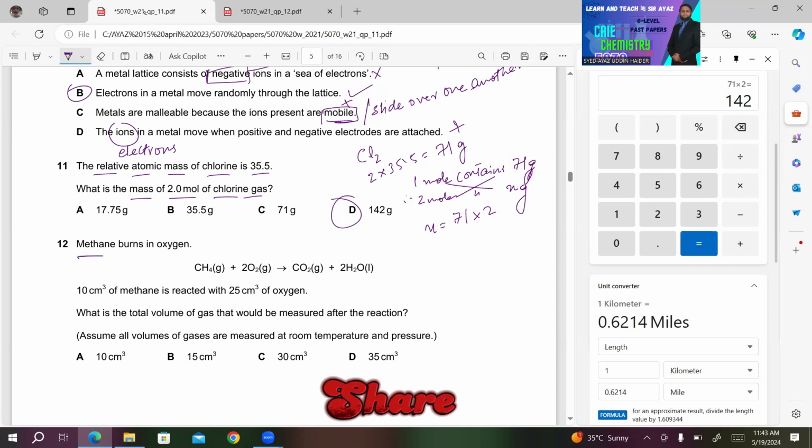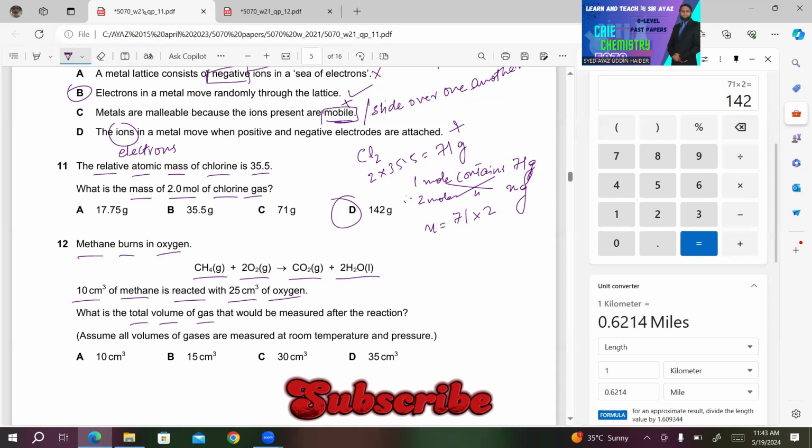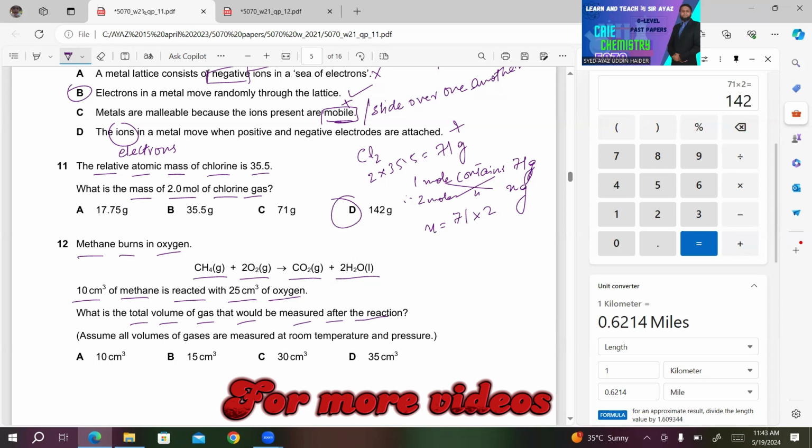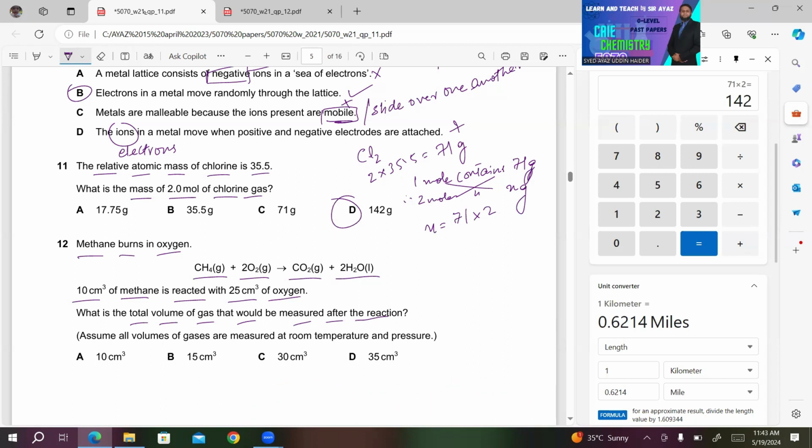Number 12, methane burns in oxygen. This reaction: CH4(g) plus 2O2(g) gives CO2(g) plus 2H2O(l). 10 cm cube of methane is reacted with 25 cm cube of oxygen. What is the total volume of gas that would be measured after the reaction? Looking at this reaction, we need to find the limiting and excess reactant. Now, what other information is there? Assume all volumes of gases are measured at room temperature and pressure.